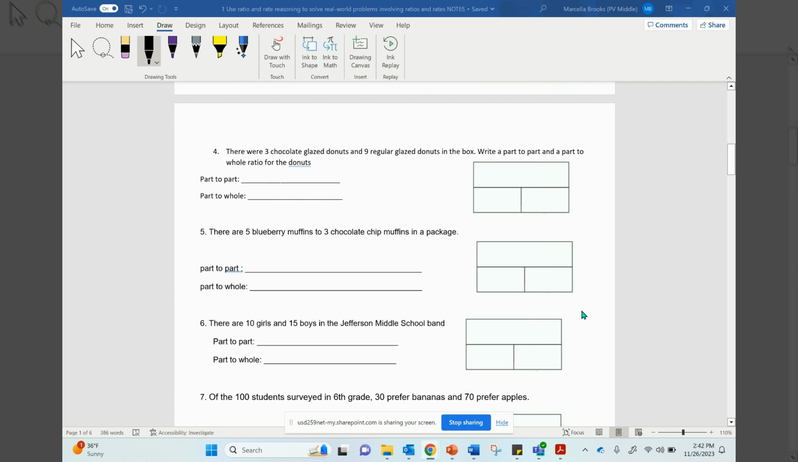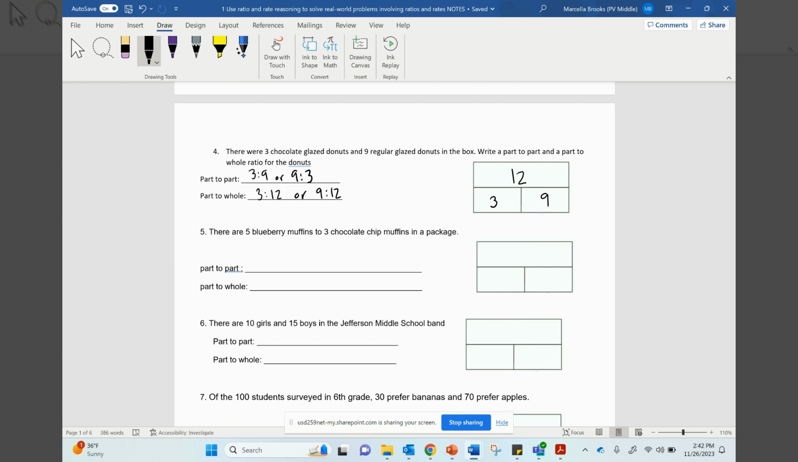Number 4, there were 3 chocolate glazed donuts and 9 regular glazed donuts in the box. So 3 chocolate glazed and 9 just regular glazed. So if I do 9 plus 3, that's going to give me the whole. So how many total donuts do we have? We have 12 donuts. So if we write a part to part, it'll be 3 to 9 or 9 to 3. And a part to whole would be 3 to 12 or 9 to 12. So 3 chocolate glazed donuts to 12 total donuts, or 9 regular glazed to 12 total donuts.